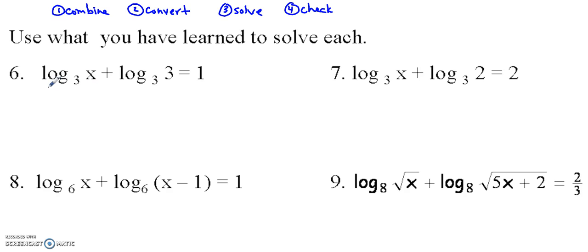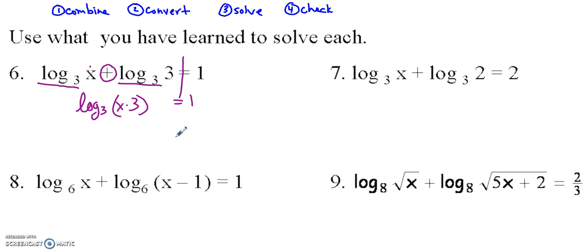So combine. Start with any logs that I have on the same side of my equal sign, I can put together. So there's my equal sign. On the left, I have log base 3 and log base 3. I'm adding, so I can write this as log base 3 of x times 3, or 3x, however you want to write that. And that equals 1. So that's my step 1, combine.